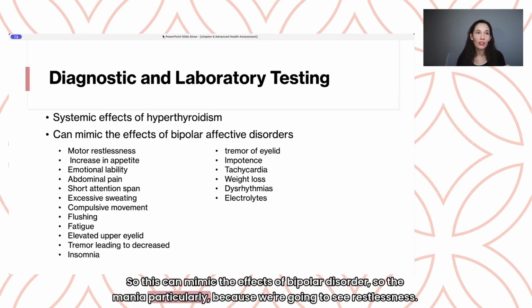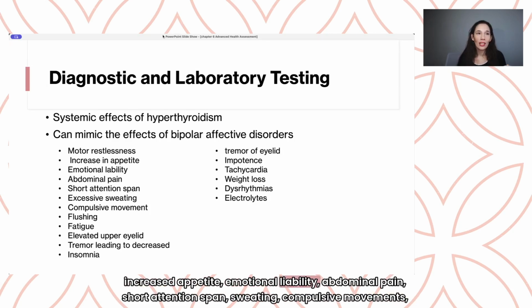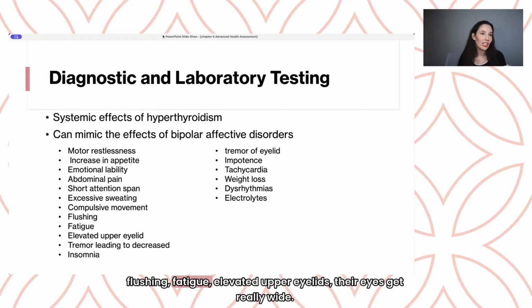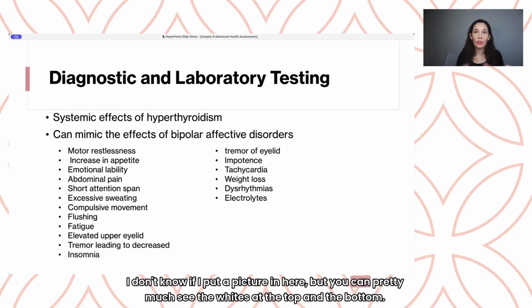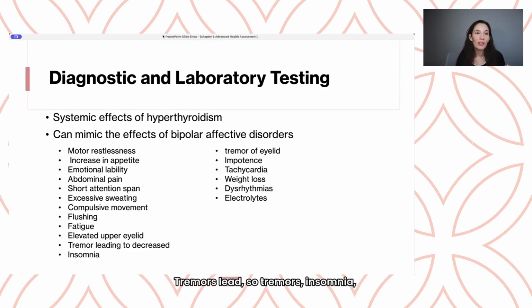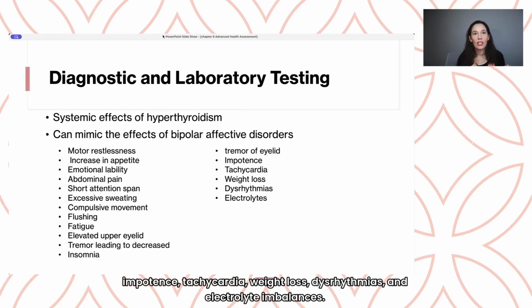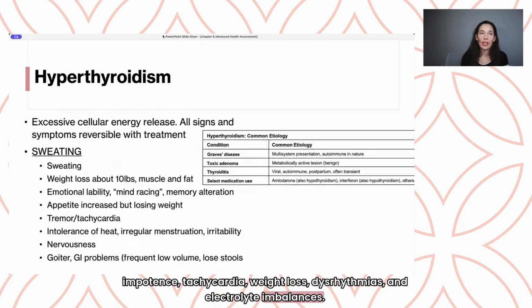So the mania particularly, because we're going to see restlessness, increased appetite, emotional lability, abdominal pain, short attention span, sweating, compulsive movements, flushing, fatigue, elevated upper eyelids. Their eyes get really wide. I don't know if I put a picture in here, but you can pretty much see the whites at the top and the bottom. Tremors, insomnia, impotence, tachycardia, weight loss, dysrhythmias, and electrolyte imbalances.